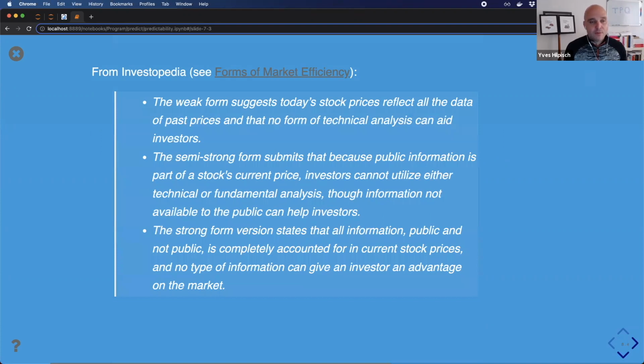So we have the weak form, semi-strong form, and the strong form. The weak form just focuses on past prices, price data. This is what we are focusing on here as well, primarily. Semi-strong form includes everything else, like stuff that is in reports, news, or whatever. And the strong form, which is unrealistic from my point of view, is that everything, even if it's just in the possession of a single individual, let's say the CEO, should be reflected in the market.